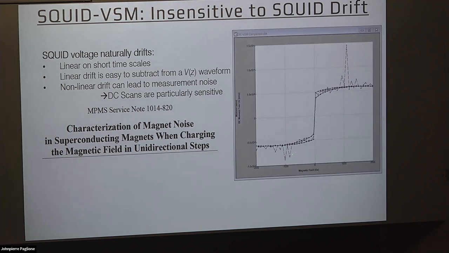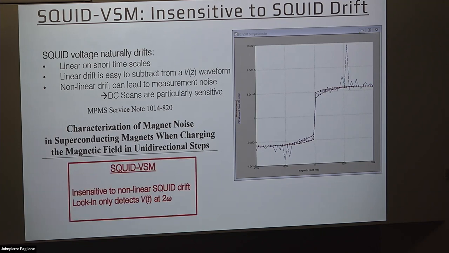So this is just an example of this at work. The blue data is measured using the DC scan mode. And again, around 1,000 Oersted, and it depends on the system a little bit and the details of the magnet, there's just all this noise. And this is just due to nonlinear SQUID drift. But the VSM mode is completely insensitive to the nonlinear SQUID drift because we're using lock-in detection to only look at that voltage signal, right? So that's one of the benefits of doing an AC measurement.